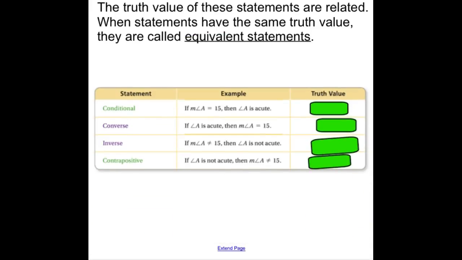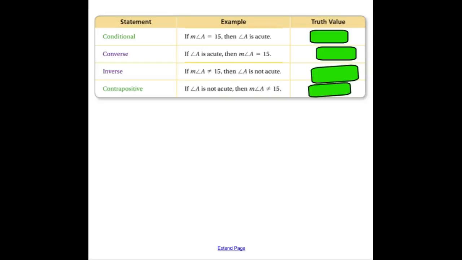Now, our equivalent statements, well, let's look at these. It says, if we start with our conditional, that if the measure of angle A is 15, then angle A is acute. Is that a true statement? To be acute, you have to be between 0 and 90 degrees. It is. Hey, that's true. The converse says if angle A is acute, then the measure of angle A is 15. Well, I have a few counterexamples for you. How about angle A is 27? How about angle A is 13? Those are all counterexamples which show you that that is a false statement.